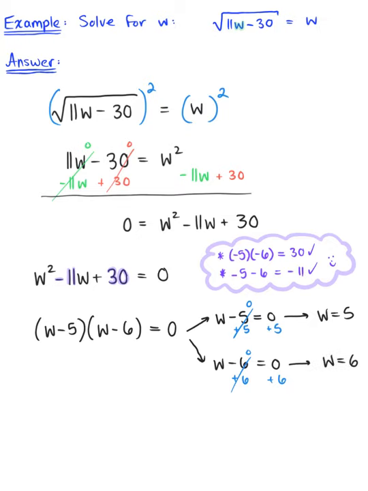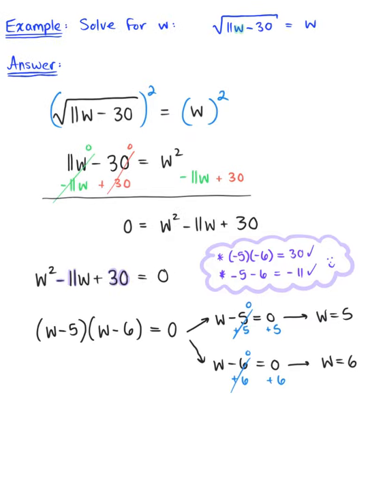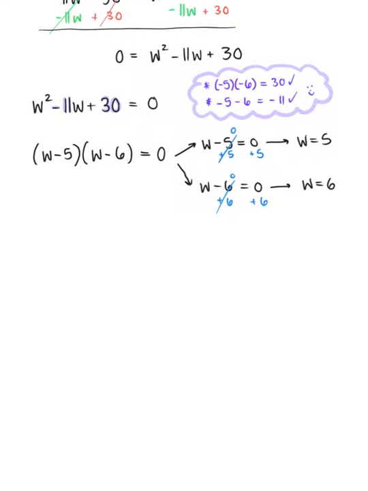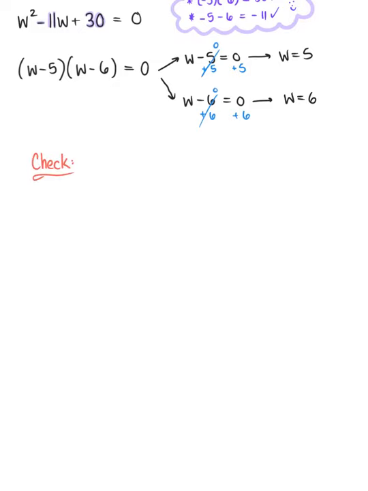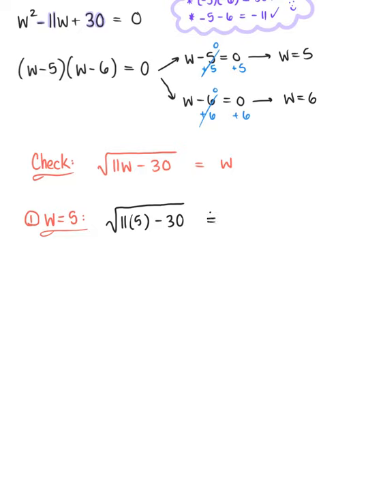Now caution, before you box up this solution, we need to check. Right? We know that even root radicals have restrictions. So we need to check what we just found by substituting each w value into the original equation, which was the square root of 11w minus 30 is equal to w. So case number 1, let's think about when w is equal to 5. So this will become the square root of 11 times 5 minus 30, and we're asking ourselves, is that really equal to 5? I don't know, let's find out.